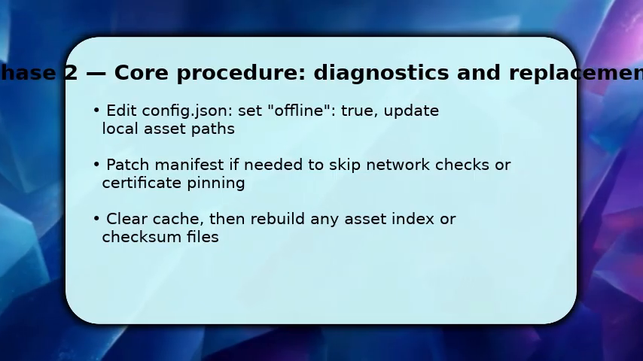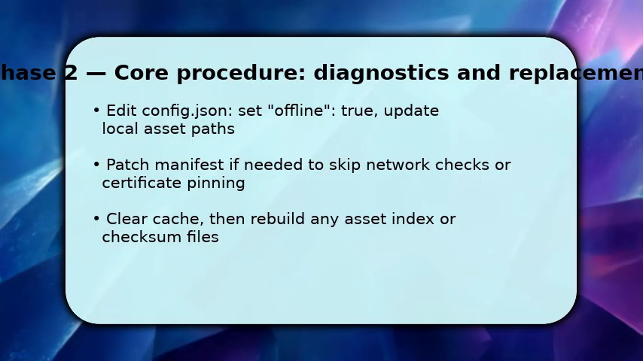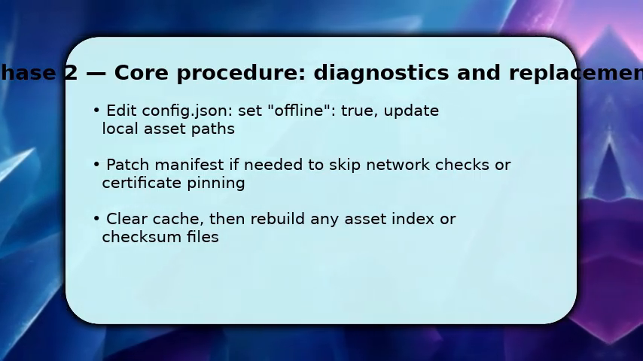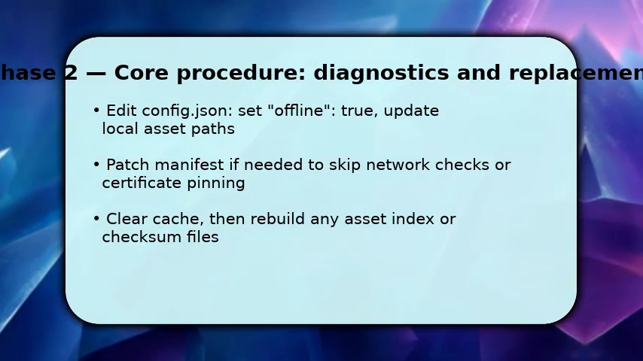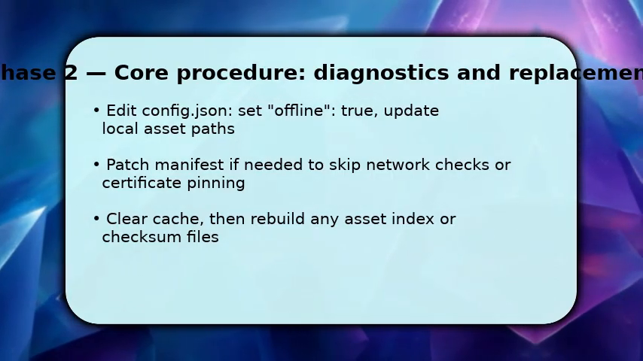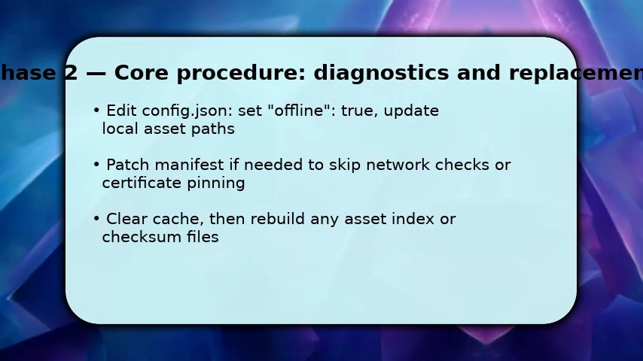Now you modify the game configuration to prefer local resources because the app may still try contacting servers. Open config.json and set offline flags and local paths. Save with exact syntax to avoid parse failures. If the app enforces certificate pinning, patch the manifest or use a trusted local patch to bypass checks.